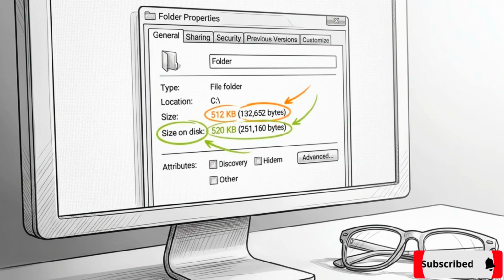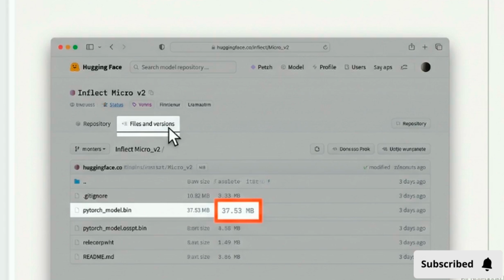Before downloading, it is good practice to check the engine's parameter size to ensure it fits your hardware. Looking at the Hugging Face directory, the PyTorch model.bin file takes up exactly 37.53 megabytes of storage.